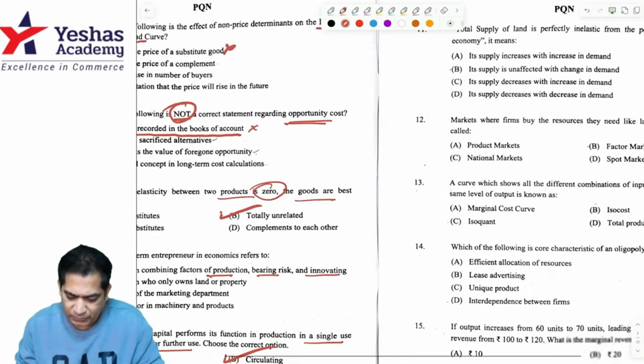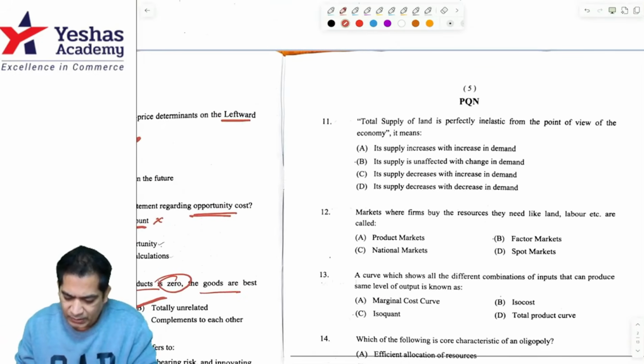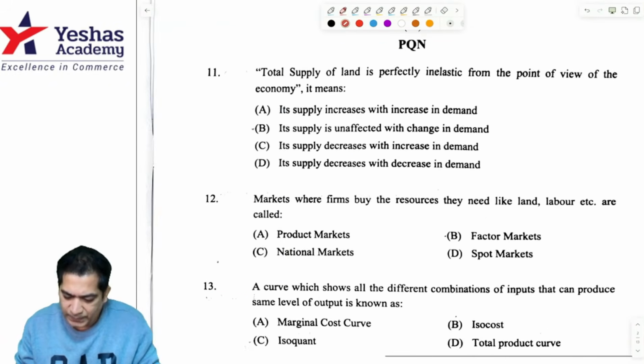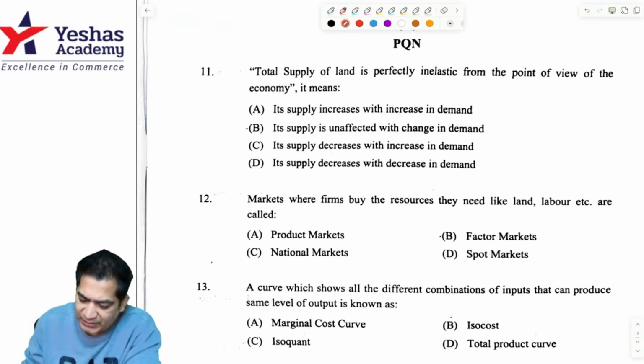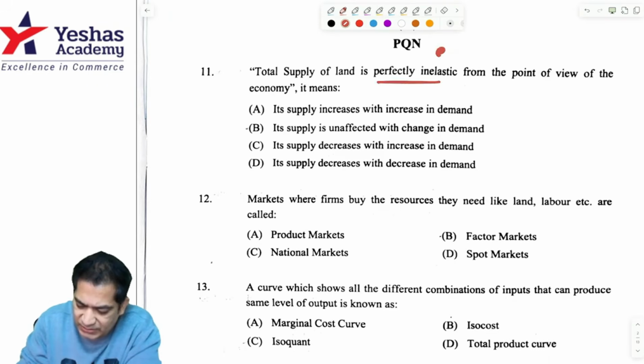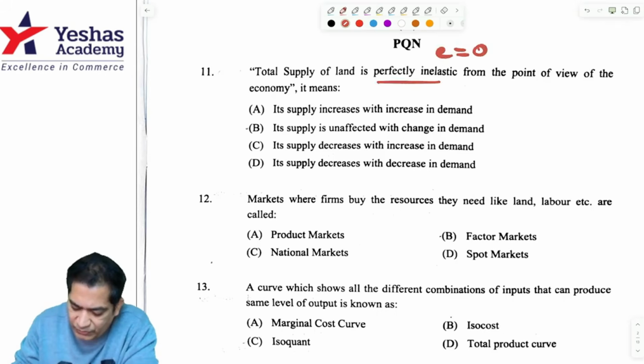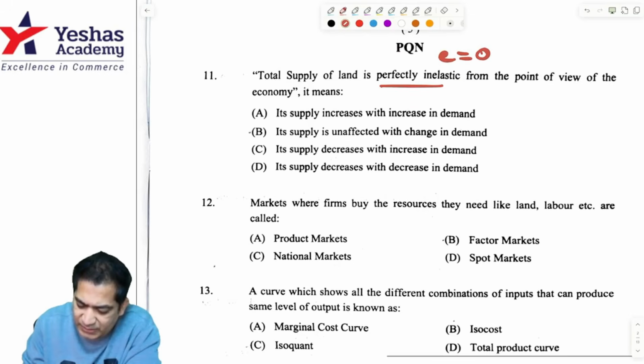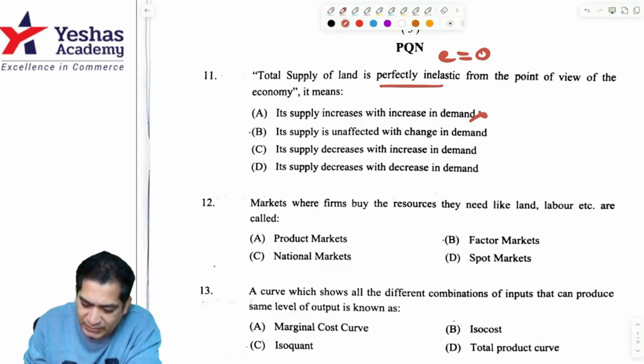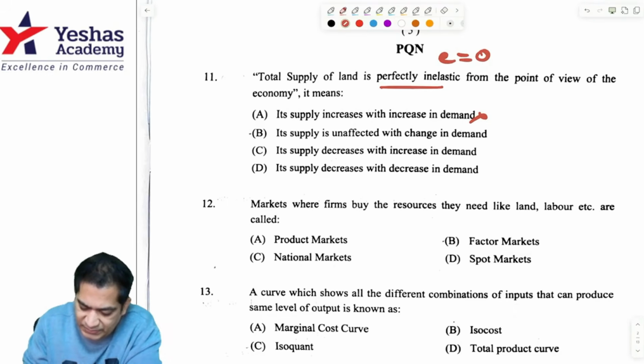Now let's come back to the 11th. The total supply of land is perfectly inelastic. It means E will be equal to 0 from the point of view of the economy. It means that supply increases with the increase in demand? No, supply of land is perfectly inelastic, so it will neither increase nor decrease. Its supply is unaffected due to change in demand. Yes, the answer is this one.